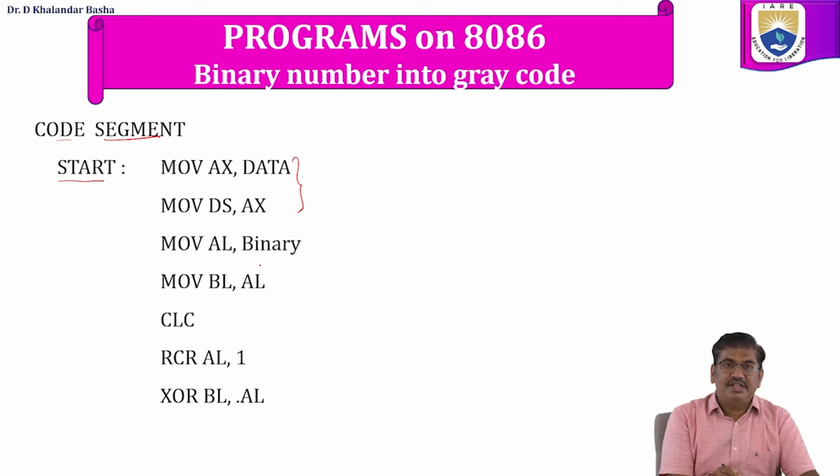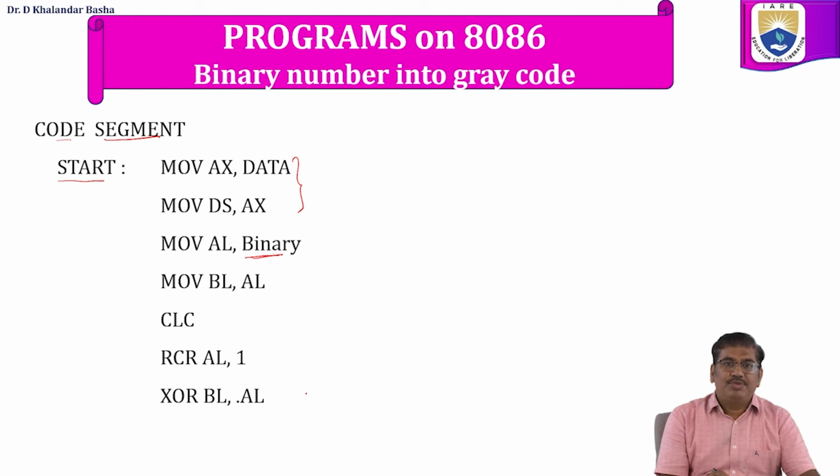The next instruction loads the input, which is a binary number, into the AL register by using the instruction MOV AL, binary. As we want to shift these contents and XOR with the same contents, the same binary number will be loaded into one more register, the BL register, by using the instruction MOV BL, AL.